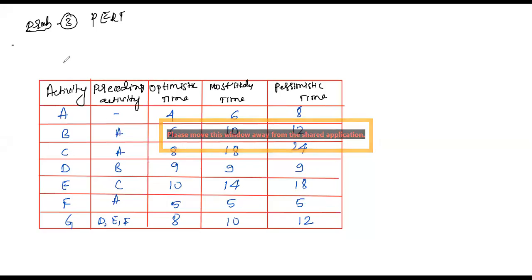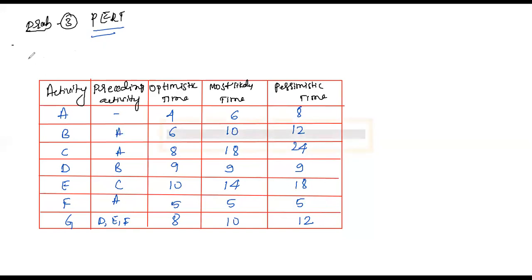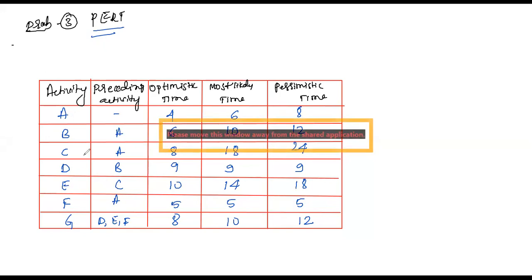Good morning. Okay, so today we'll solve one more problem on the support. The problem is given like this. An R&D center consists of the following activities, 7 activities in all, and they have also given 3 timings for these activities.